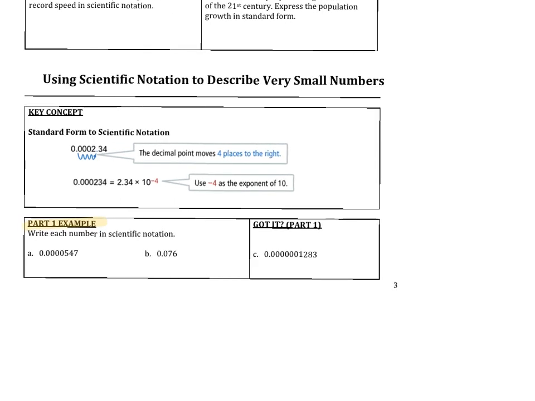Notice how I have to move 1, 2, 3, 4 spots to the right in order to make that first number between 1 and 10. 2.34 is what goes here. And then I had to move 4 spots to the right. So when you move to the right, it's going to be a negative number, so a negative 4. How can you always tell if it's going to be positive or negative? If your number is a really small number like this, the power is always going to be negative. It's really as simple as that. If this number is really big, then the power will be positive.